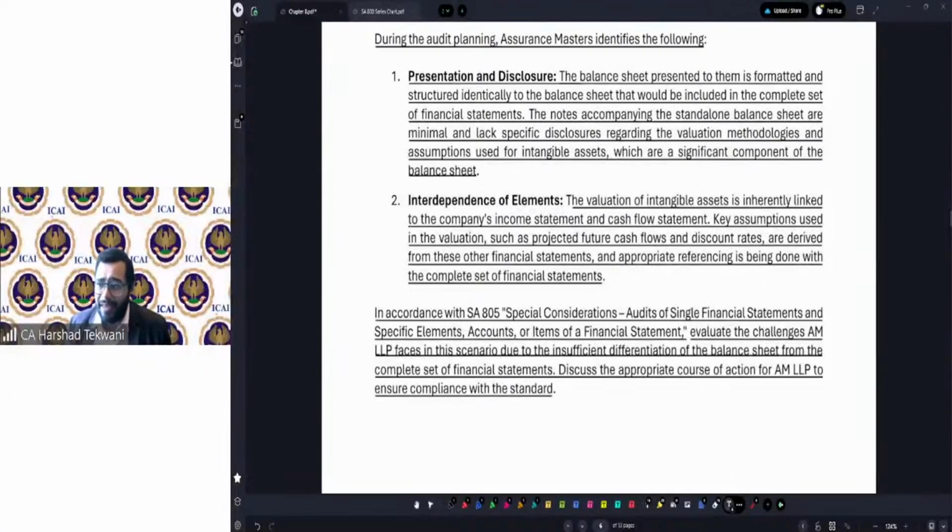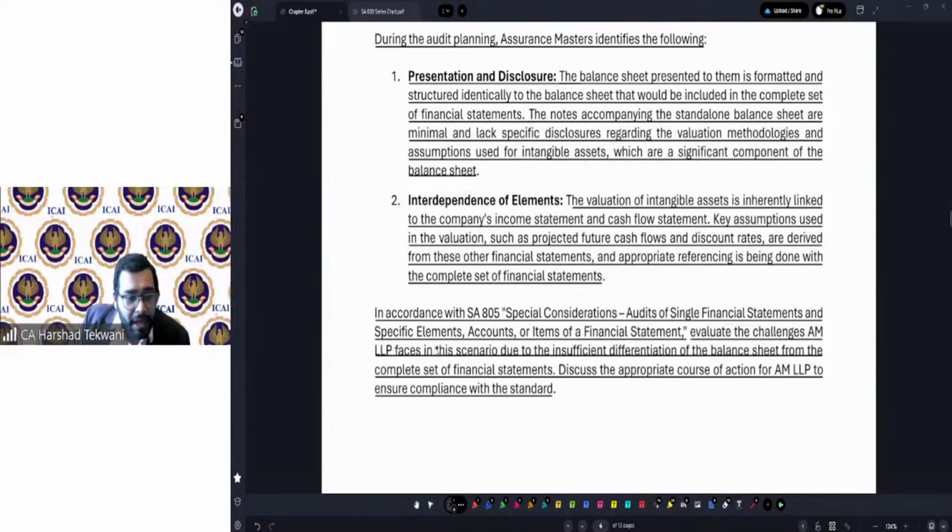So what SA 805 says, when it comes to auditing a single financial statement, when you don't have sufficient information, I'm talking about sufficient information, you don't have, or if you are not able to separate out the single financial statement from the complete set.